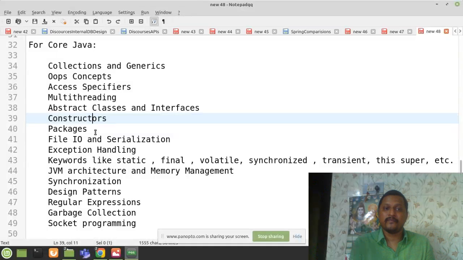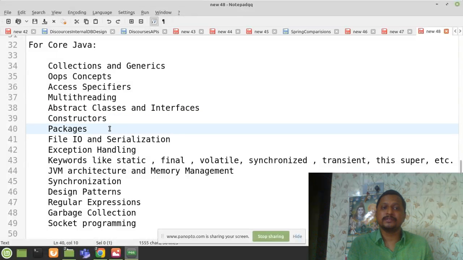And also we must know file IO and serialization, meaning file uploading concepts in some scenarios, like admin applications, and also serialization while file reading or passing through the file system. We must also know how to handle exceptions at the application level, like the null pointer exception or number format exceptions. All those things we must know in exception handling, and also the keywords like static, final, volatile, synchronized, transient, this, super, etc.